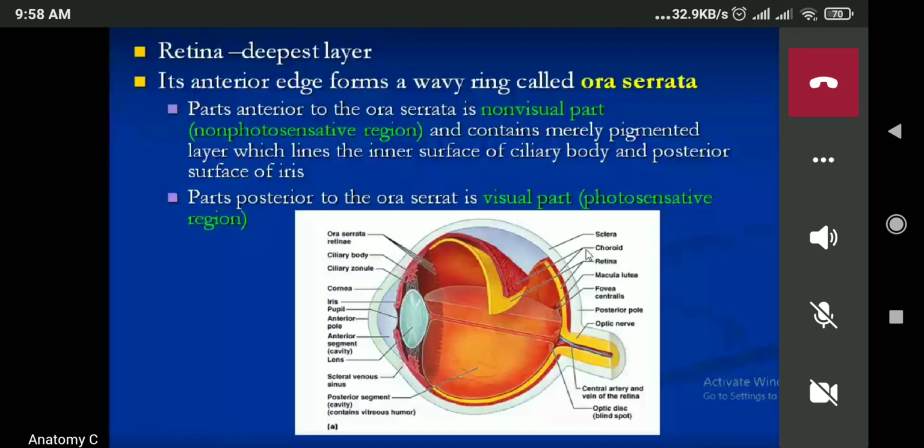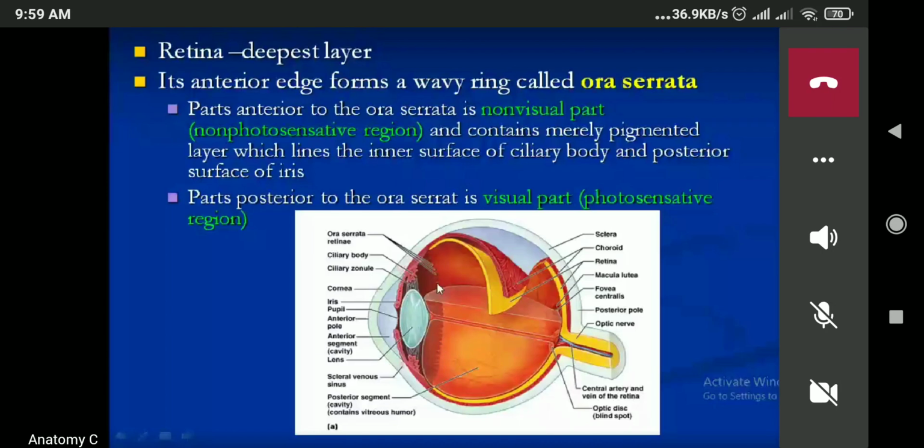Now the innermost coat is known as the nervous coat, which is the retina. Here you can see the posterior part and the anterior part of the retina. At the anterior edge of the posterior part, can you see the wavy, ring-like structure? This is known as the ora serrata.